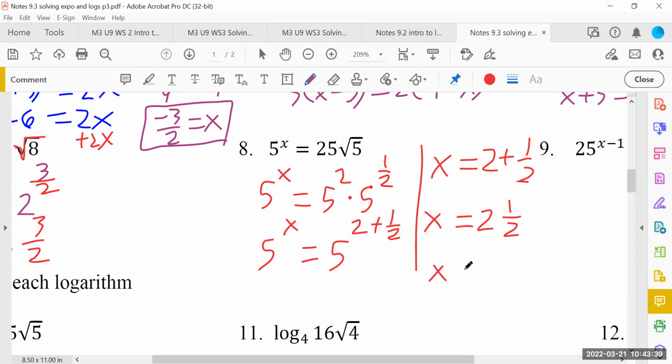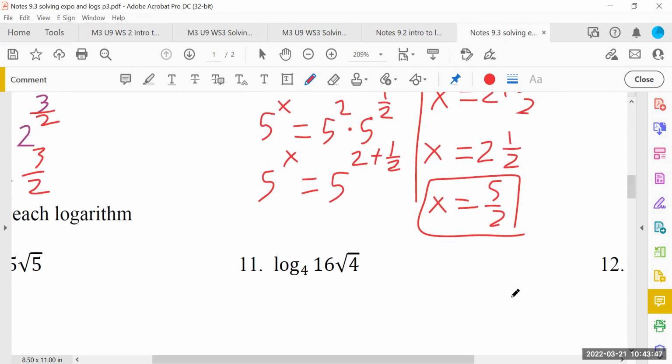I would really prefer 5 over 2. That's going to be easier to use later on. But if you put 2 and 1/2, that's fine. Does that make sense to everybody? So that one, I had to take the 2 pieces and put them together.